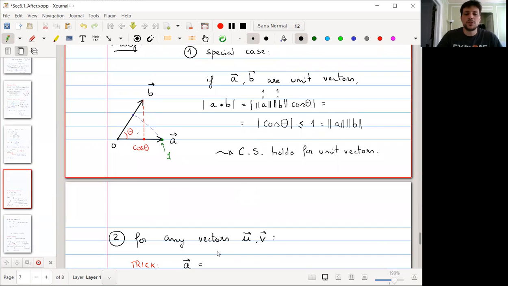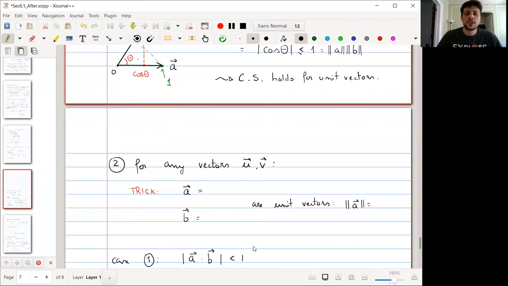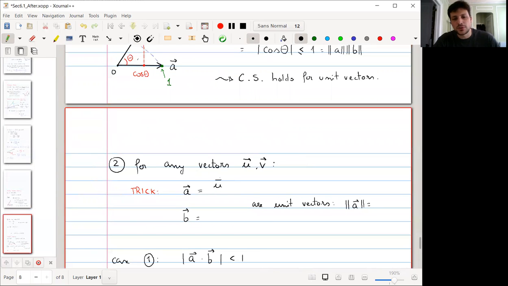Our second step will be, okay, I'll take any vectors u and v. But we can apply step one to this more general case by using the following trick. We can normalize the vectors. So instead of u, I'll define a new vector a, which is u over the norm of u, and b will be v over the norm of v. And now these two, a and b, are unit vectors. For example, if I take the norm of a, this will be the norm of u divided by the norm of u, which is the scalar that I'm multiplying by, and that's equal to 1.